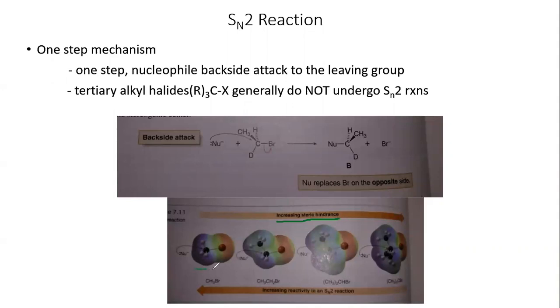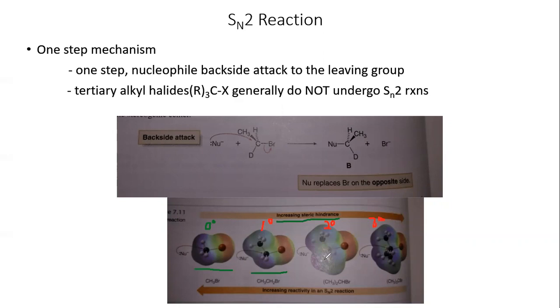So a methyl halide would react the best for an SN2 reaction because there's very little steric hindrance on that carbon. Next would be a primary alkyl halide. So we'll call this a 0-degree alkyl halide, so no carbon groups attached to that carbon. First degree alkyl halide, second degree, and tertiary third degree. As you add more carbon groups, it gets more bulky, it decreases the reactivity of the SN2 reaction.